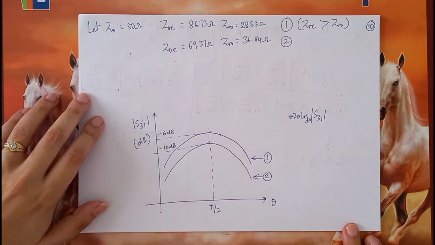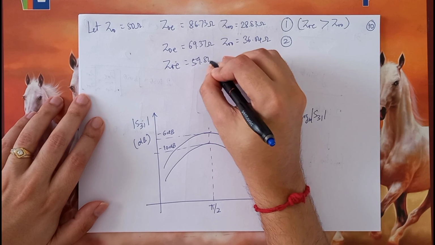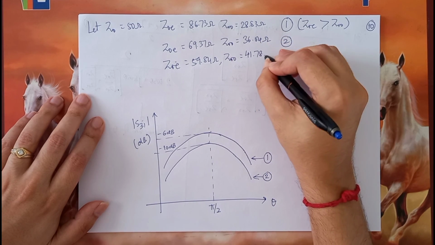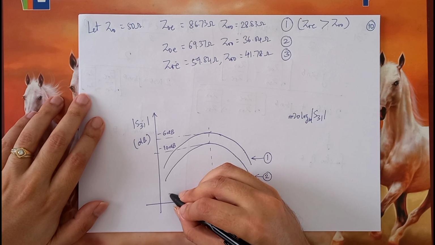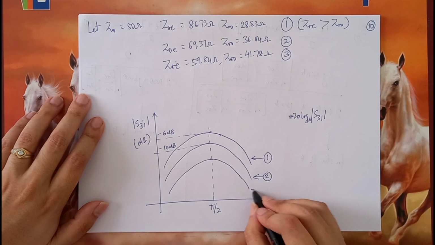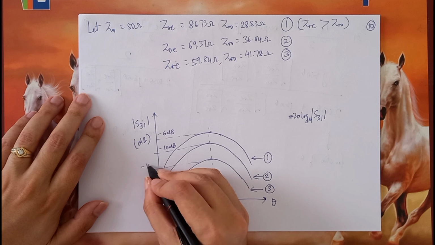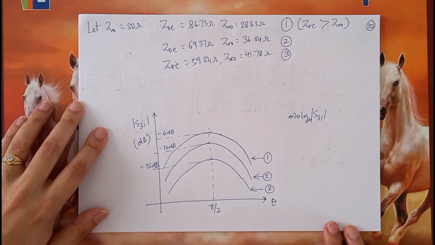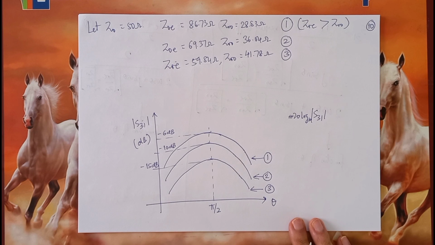Let's take one more case where Z0E is equal to 59.84 ohms and Z0O is 41.78 ohms, and let's call it as case 3. Over here, you will see that this curve goes like this. Minus 15 dB. Right. So this is what we get for the different cases.